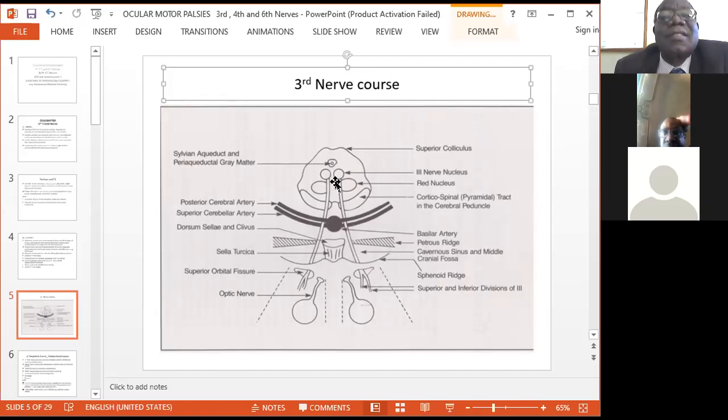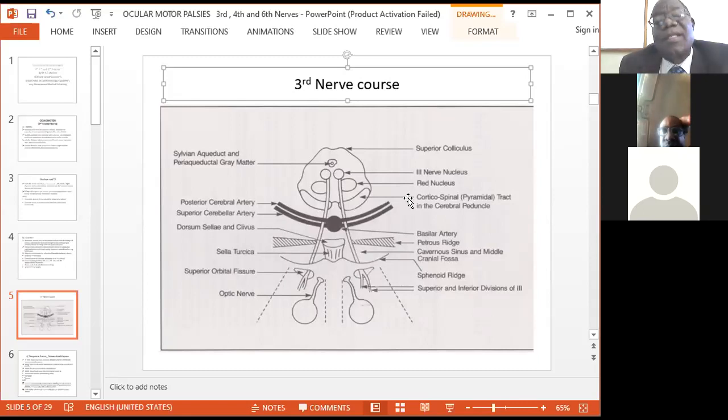There is the nucleus, third nerve nucleus. This is the red nucleus. It means from the nucleus of the third nerve, the fibers pass through the red nucleus. Then they come to this pyramid and will come out of the brainstem. They pass in between the blood vessels and then proceed to the eyeball.